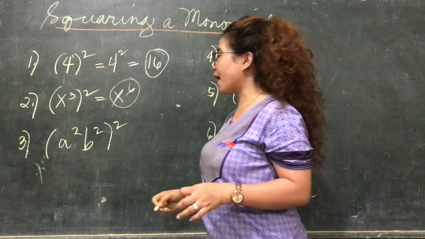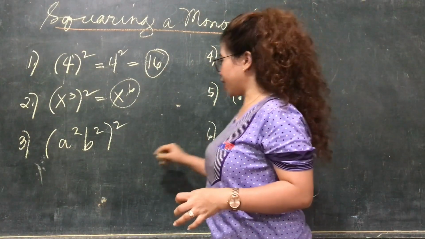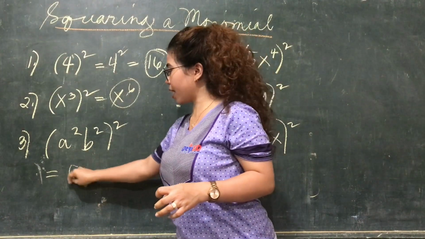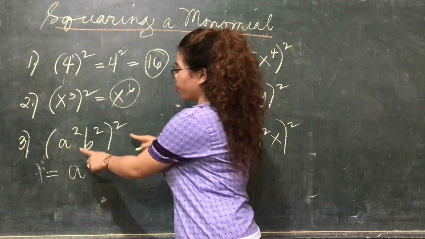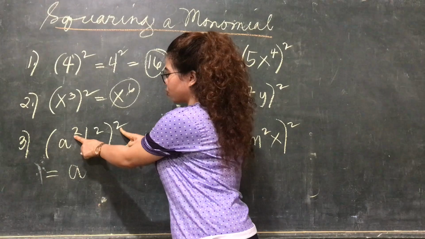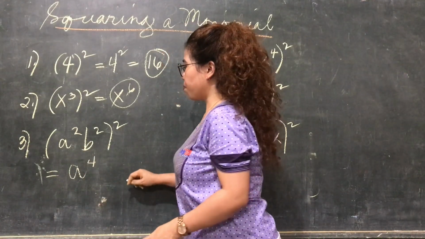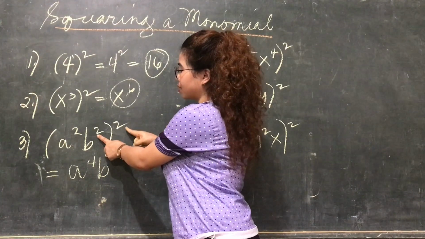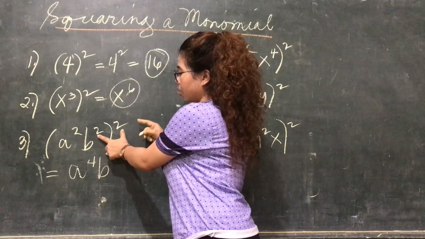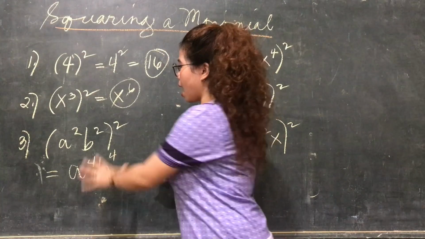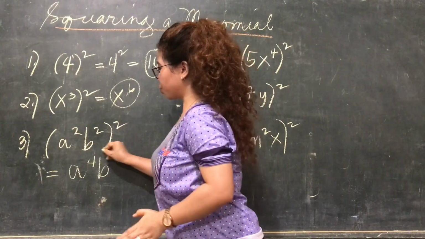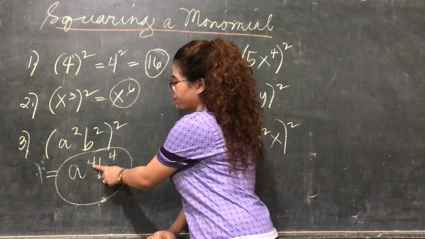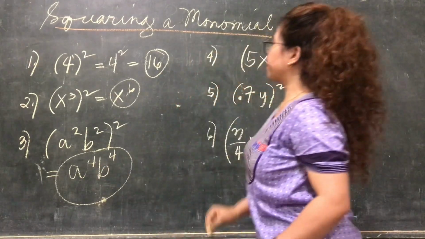Let's go to number 3 below. Equals. First we copy a, then the power: 2 times 2, you have 4. Then copy b. B has a power of 2, times the outside power: 2 times 2, you have 4. So, in simplifying this, the answer is a to the power of 4, b to the power of 4. Let's have number 4.